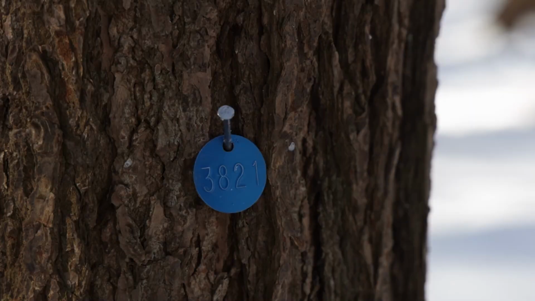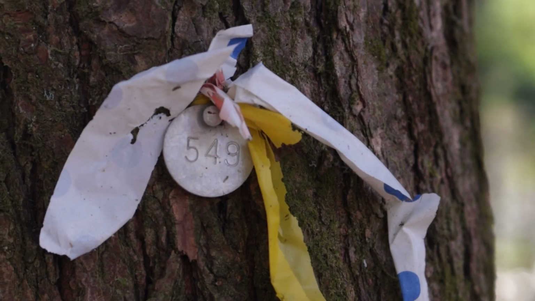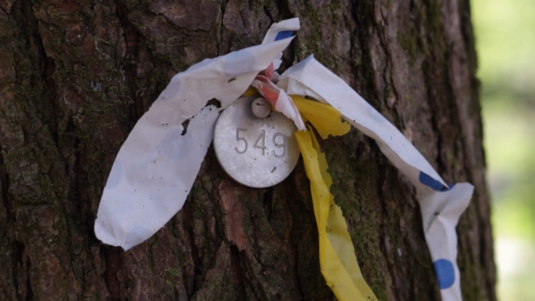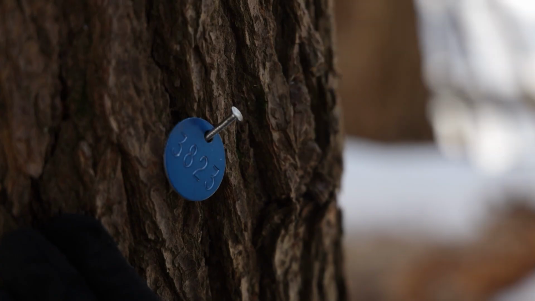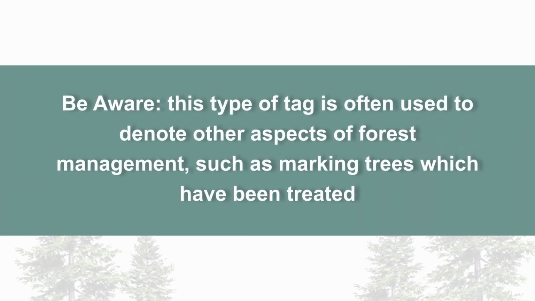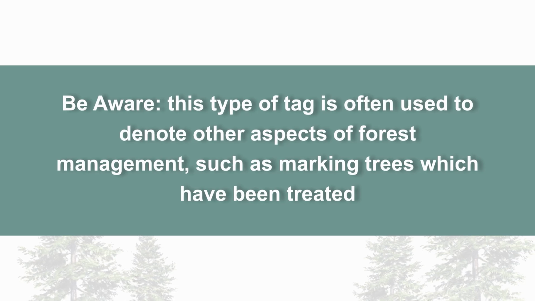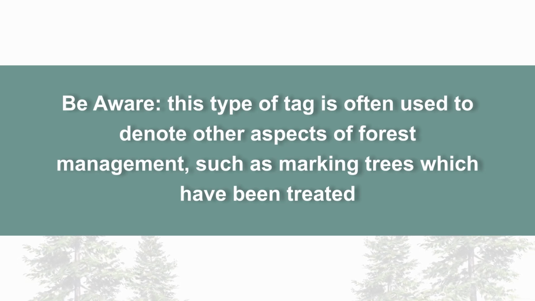Numbered tree tags are commercially available online. They can be purchased at treestuff.com, among other locations. They are often round aluminum tags that can be hammered into a tree using aluminum nails. Be aware that this type of tag may be used to denote other aspects of forest management, such as marking trees which have been treated.